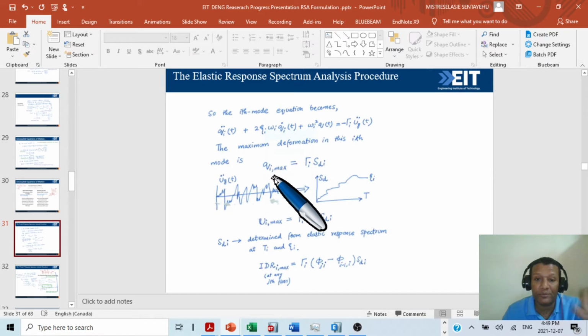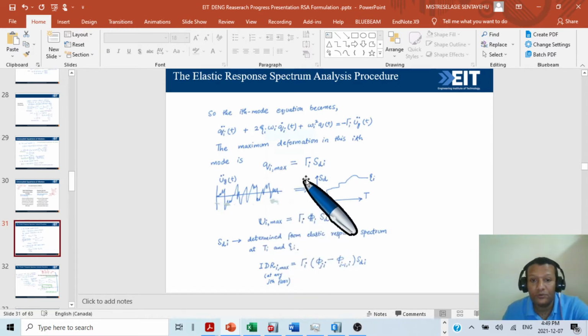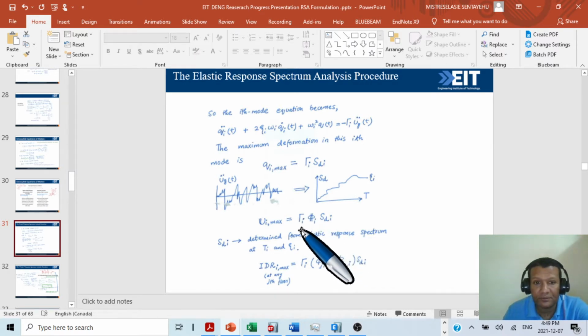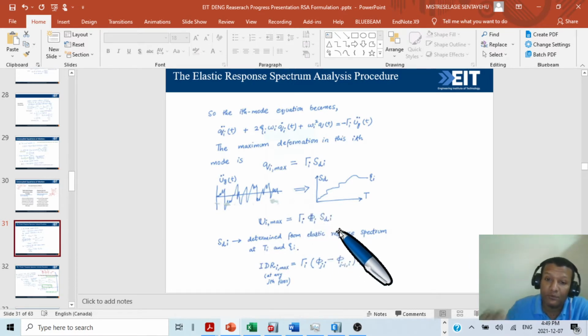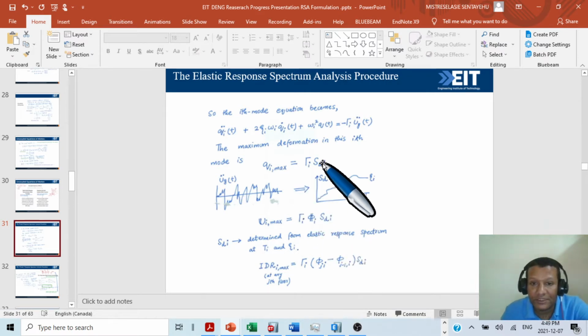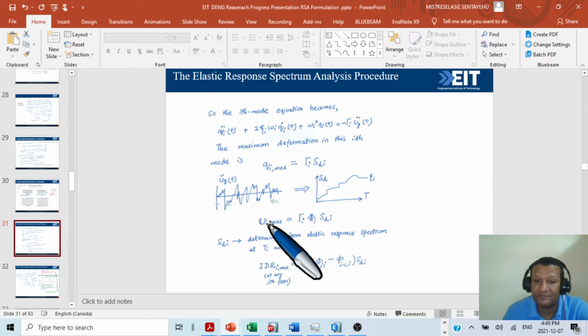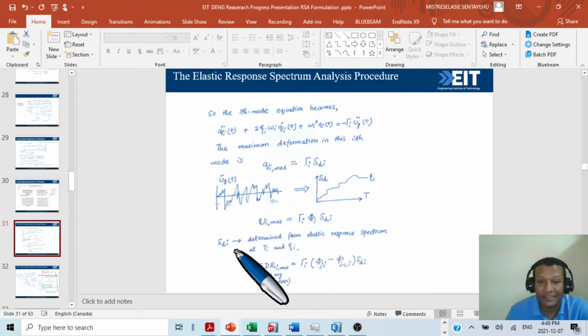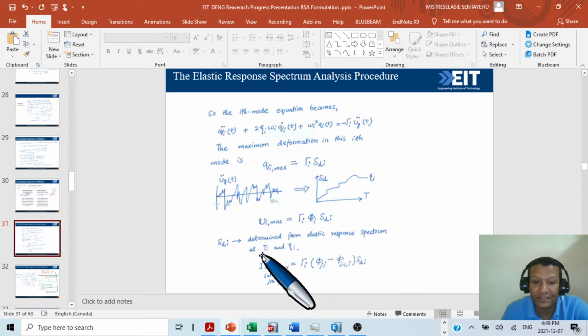So if you multiply this, we will find Q i max. After we find Q i max, U max is equal to the mass participation factor times the mode shape. When we multiply it with the mode shape, then with the spectral displacement, we will find U max. Once you find U max, S D i is determined from the elastic response spectrum at a given T i, and Xi is constant. So once we multiply this, we will find U max. That is how we are going to do it.